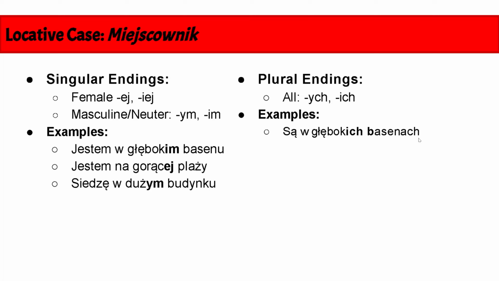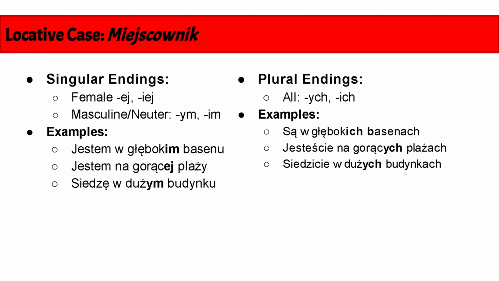Basenach is the plural miejscownik of basen, which again we've already established is a masculine noun. Now we're going to take głęboki as deep. And now we're going to add one of the plural endings for all the genders, so we get głębokich. Są w głębokich basenach. Jesteście na gorących plażach. Again, you are on some hot beaches. Same thing. Plaża, as we said, is a feminine noun. So we take that ending of all the genders and we get gorących. So jesteście na gorących plażach.